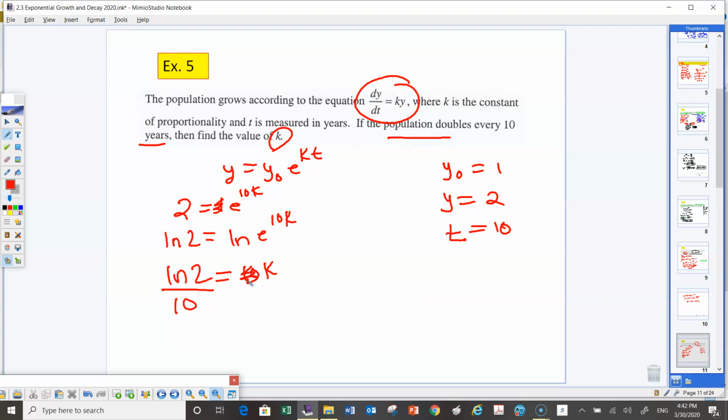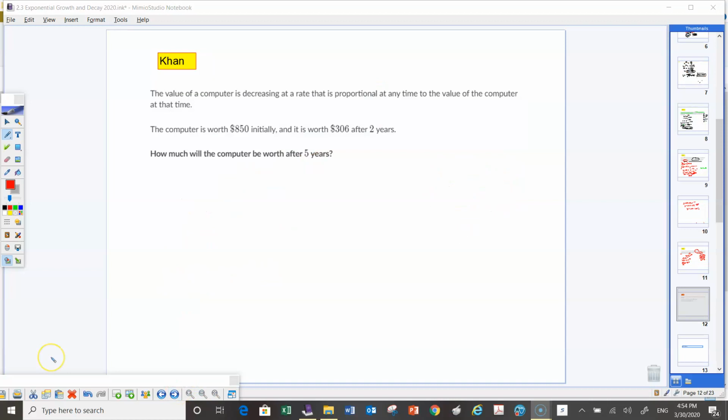So again, that question was pretty straightforward. They don't give us the initial and final populations, but they give us a ratio. They tell us it doubles. So whatever you choose for the original population, you just double it for the final population.